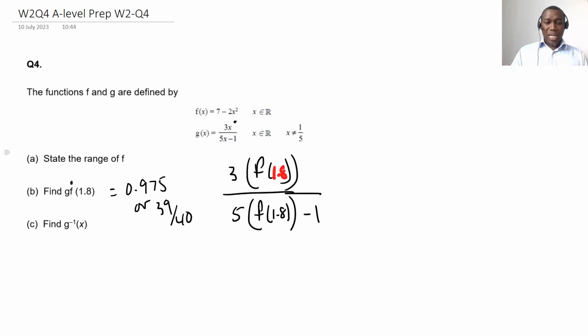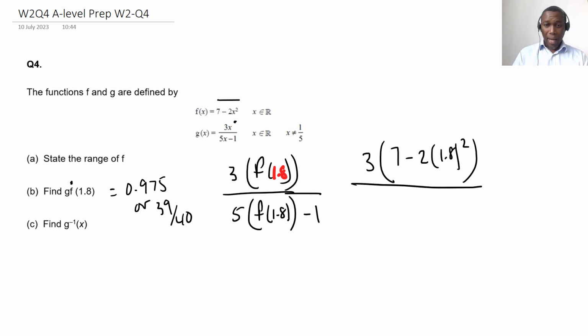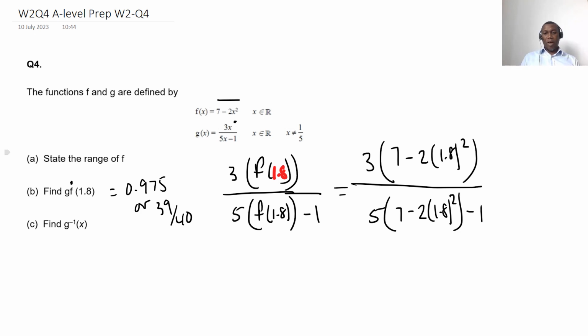In terms of demonstrating the working, because you've got to show process, you've got to go a bit more detailed than this. You might want to do it separately. Or you can put the whole thing in the calculator. So you could write 3, do the substitution: 7 take away 2, 1.8 squared. Yeah, I'm substituting x is 1.8. And then dividing by 5, 7 take away 2, 1.8 squared. We want 5 lots of f of x, and we're taking away 1. If you plug that in the calculator, this is what you should get, 0.975.